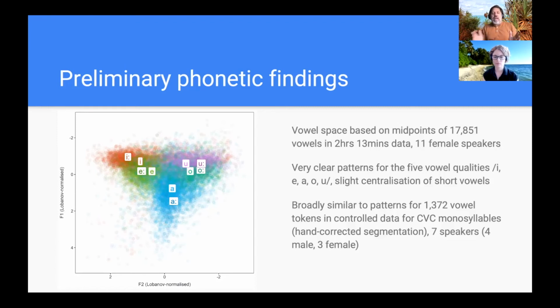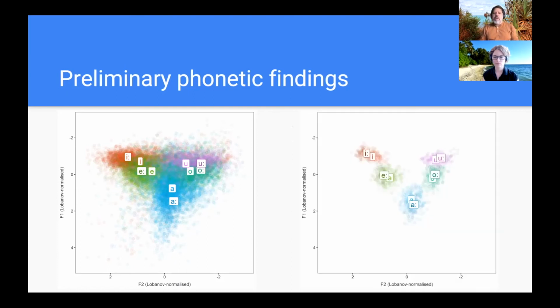and these were all hand corrected, 7 speakers. And here's an example of the vowel space that is this more controlled data. And just so you can compare them directly, we have just made a polygon around them, and you can see that they do have this similar shape.